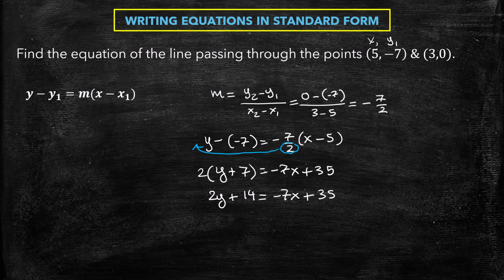I'm going to bring the 7x to the left-hand side so that it's positive 7x plus 2y, and I'm going to subtract 14 from both sides to get 21. And then we have the equation of the line in standard form.